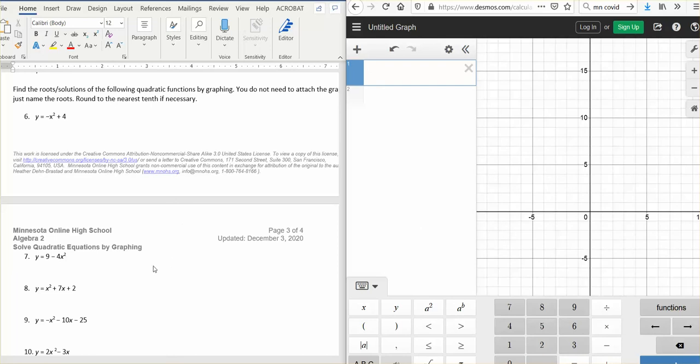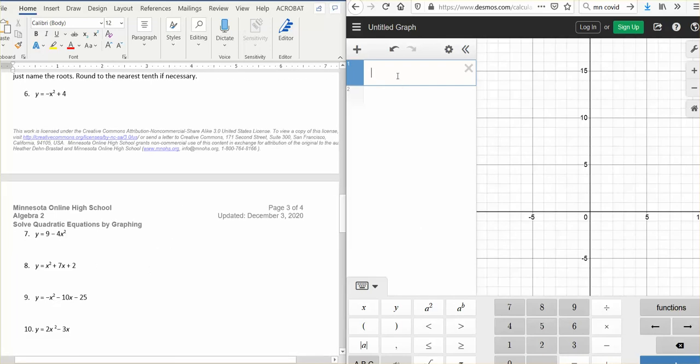Let's do number 9. Number 9 says y equals -x squared, and you can use this to square the x, or you could use your keyboard to do that. So there's the x squared button, minus 10x, oops, not z, x minus 25. So then I just double check. Yep, that's everything I need.